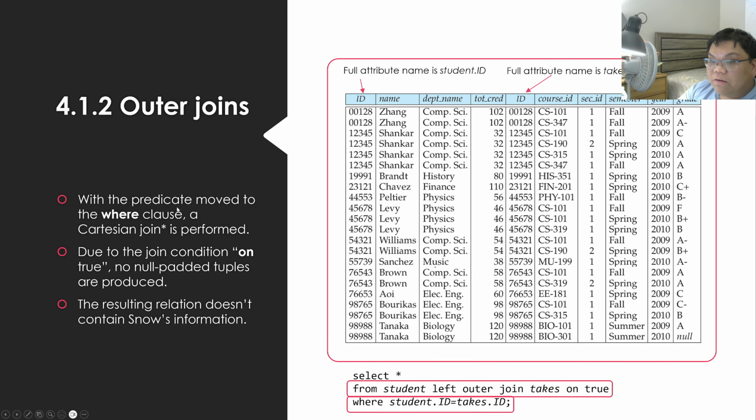If the predicate is moved to the where clause in our Cartesian join, we perform our Cartesian join, and due to the join condition being true, no null padded tuples are produced. The end result is that we leave out snow's information.